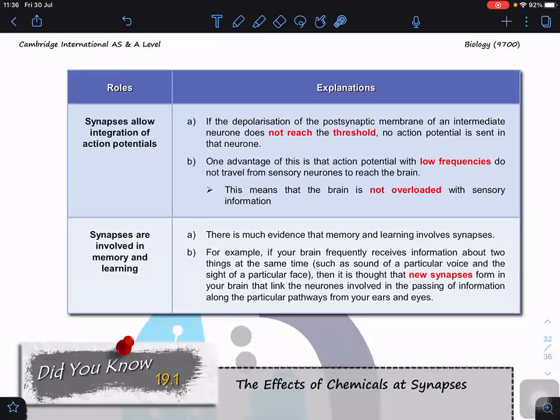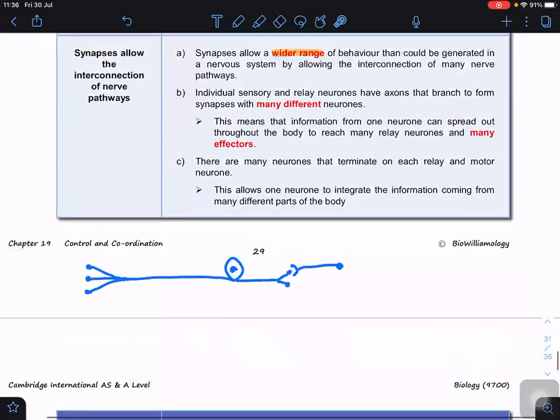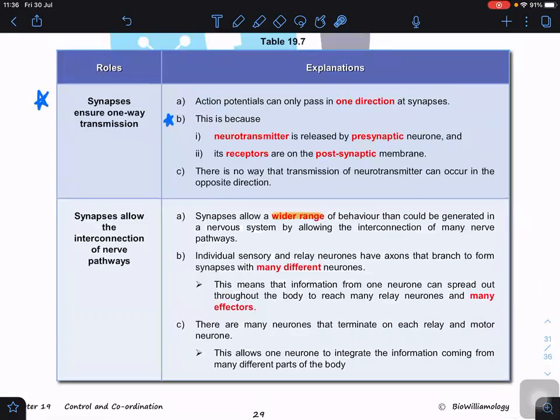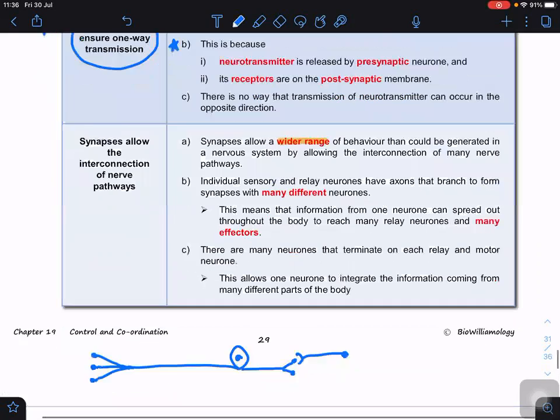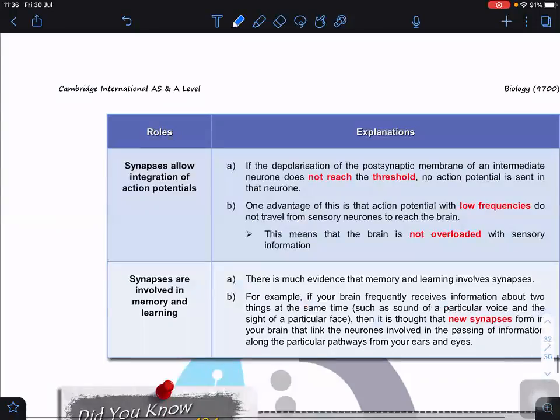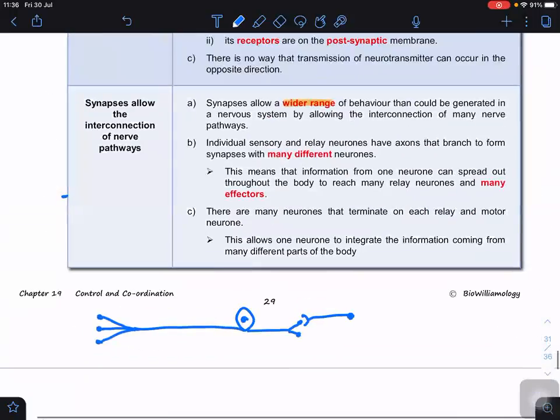Normally, if you look at past year papers, the question always asks for two roles of the synapse. The first one you must put in is this: synapses ensure one-way transmission. Then out of these three, you can choose either one. Normally I would say the second one, which is more important, is that they allow the interconnection of nerve pathways. Are you clear? Okay.